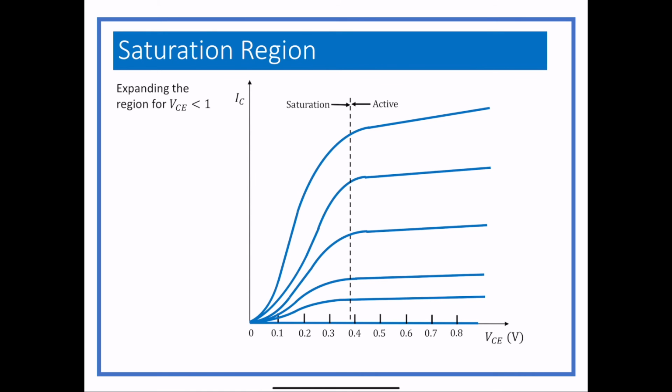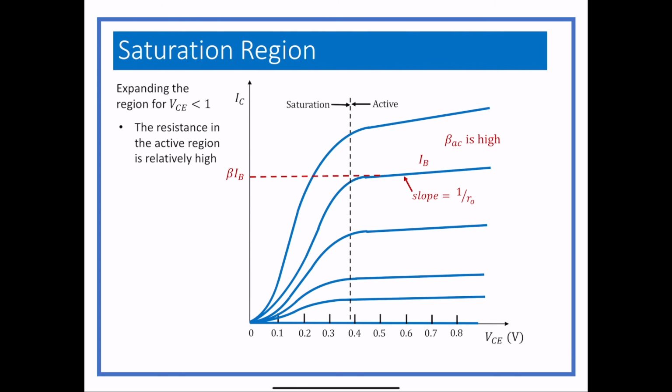So in looking at curves, if we stretch them out and just look at the first tenths of volts for VCE, you notice that we have an active region and a saturation region. The saturation region is stretched out a bit. Up in the active region, the AC beta value is high, like it is in the DC. It's 100, 200, something like that, depending on what type of transistor you're using. The slope of the curve would be 1 over RO, and the output resistance is pretty high in that place.